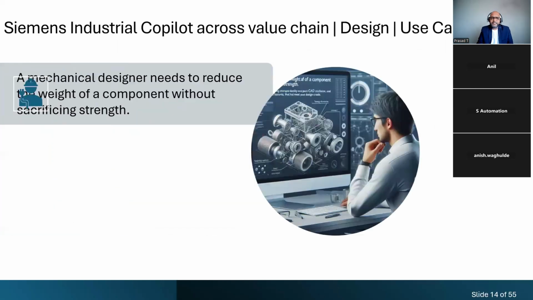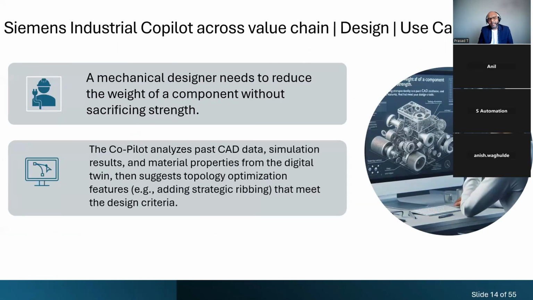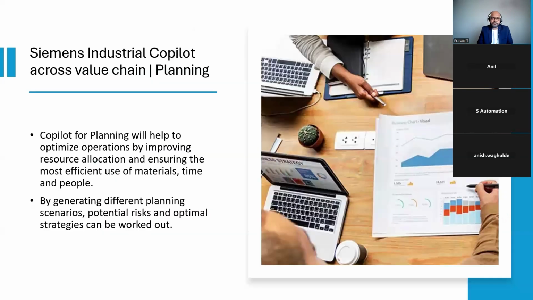One use case that we can take a look at: a mechanical designer who wants to reduce the weight of a component without sacrificing strength. Within the Siemens environment, the Copilot pop-up will come up, analyze the CAD data and simulation results, and then provide optimal suggestions to the design engineer. Based on that, he can take the decision. This is not live yet, but this is something which will come up.